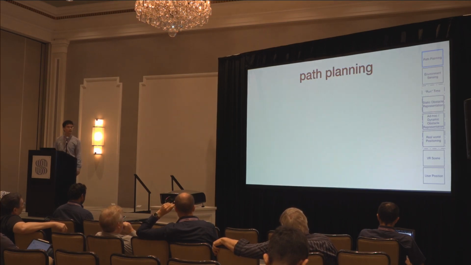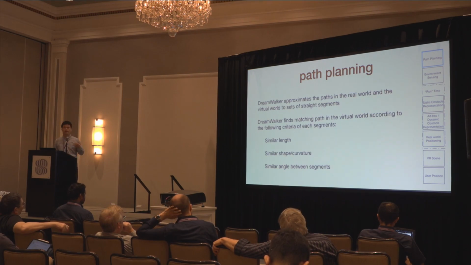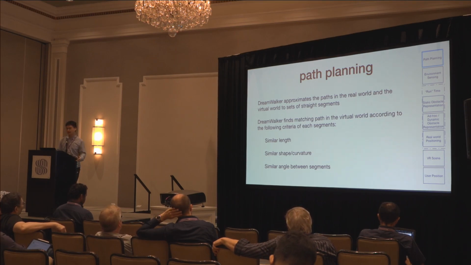Okay, so let's start by talking about path planning. As you saw before, we already have the path in virtual reality and in the real world, which is to find the correct path in reality. The way we do that is we first approximate the path in the real world and the virtual world as line segments.